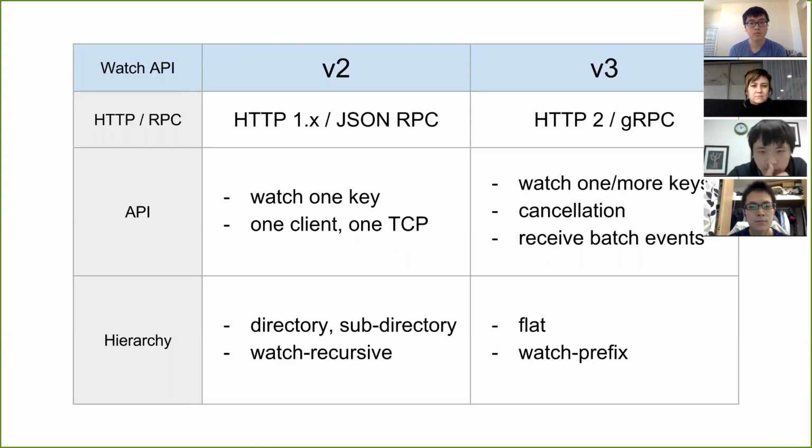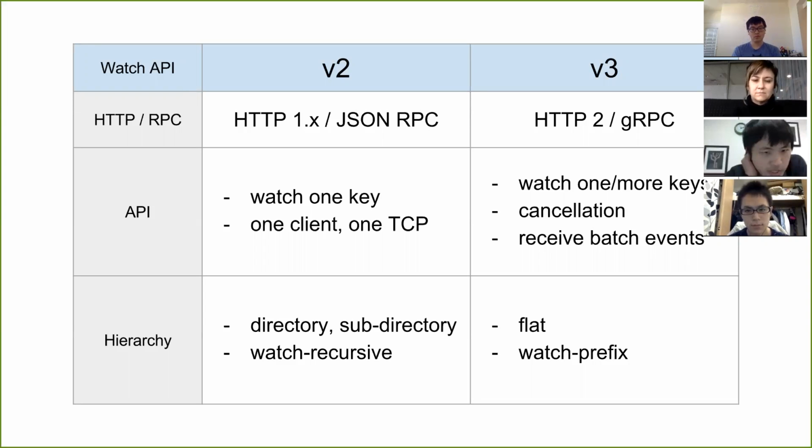So I want to give a brief overview of V2 and V3. V2 also has a watch API, and V3 also has a watch API. But there's a big difference. V2 uses HTTP1 with JSON RPC, and V3 uses HTTP2 with gRPC. In V2, you can only watch one key per TCP connection. But in V3, you can watch more than one key on one TCP connection. And V3 has cancellation. You can cancel a watch operation by its watch ID. And you can also receive multiple watch events, while in V2 you can only receive one event per watch operation. I will go over the details in a later slide.